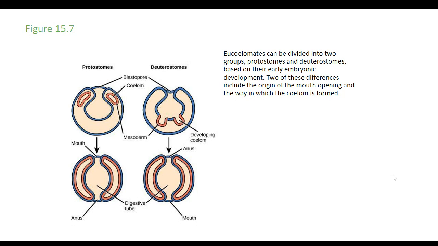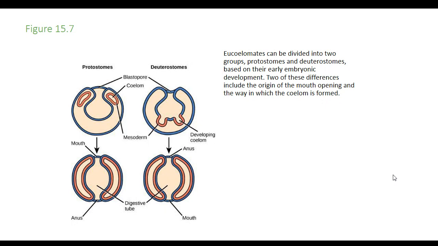And so protostome means mouth first, and deuterostome means mouth second. And most animals are protostomes. The mouth forms first, and then the anus forms at the other end. But the animals where the anus forms first and then the mouth at the other end, there's only two groups.